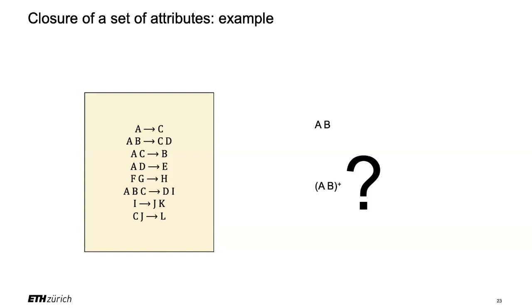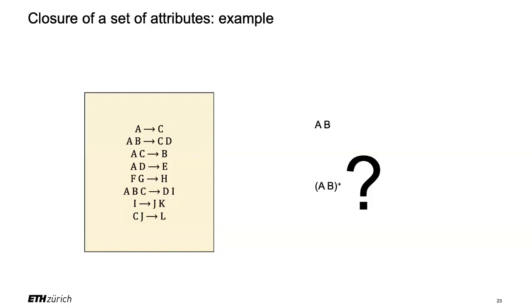You know that A functionally determines C. You know that A and B together functionally determine C and D. You know that AC functionally determines B, and so on. In other words, if you know A, then you know C. If you know A and B, then you know C and D. If you know A and C, then you know B, and so on. That I'm giving to you, it's a given, an assumption, those on the left. And the question I'm asking is, if I consider the attributes A and B, so you know the value of A and B, can you compute everything you know? That's the game we are playing.